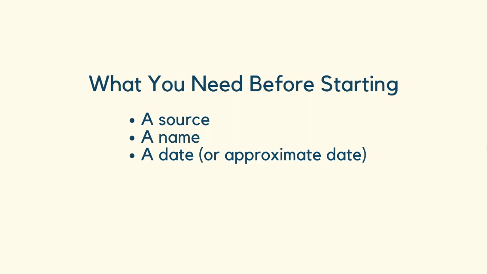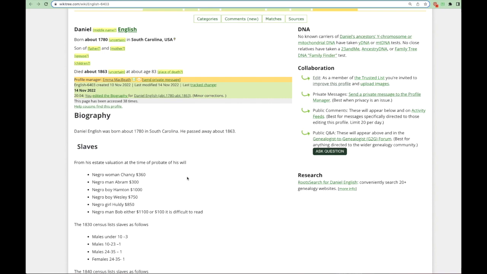Today we're going to go back to the profile for slave owner Daniel English from the previous video and create profiles for the 6 slaves listed by first name in his will. Here are the 6 people who were named in the 1853 will for Daniel English. Today I'm going to create a profile for Hampton first because I have some unique information about him.